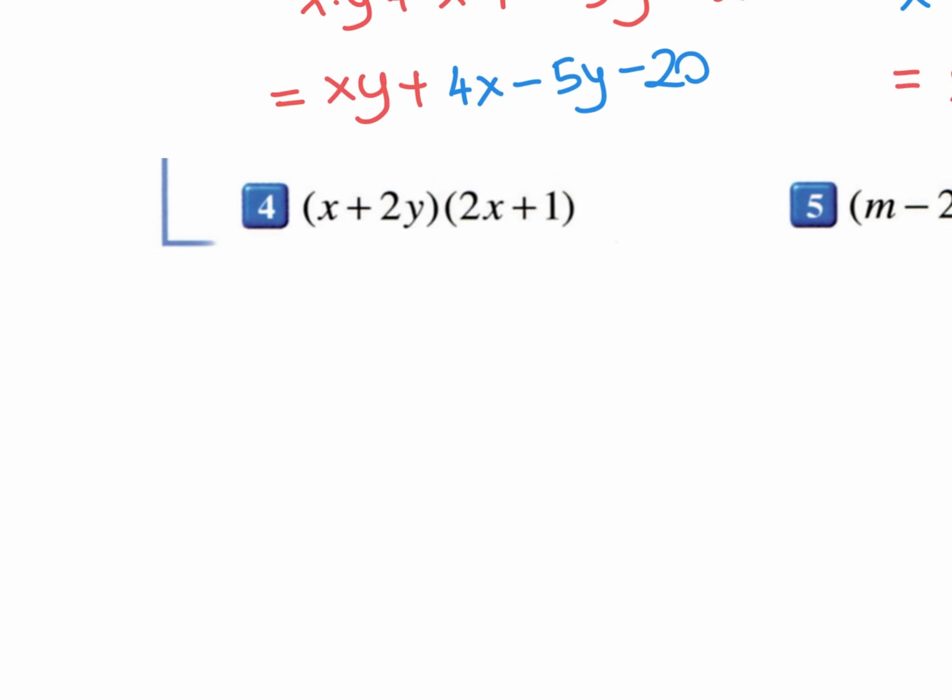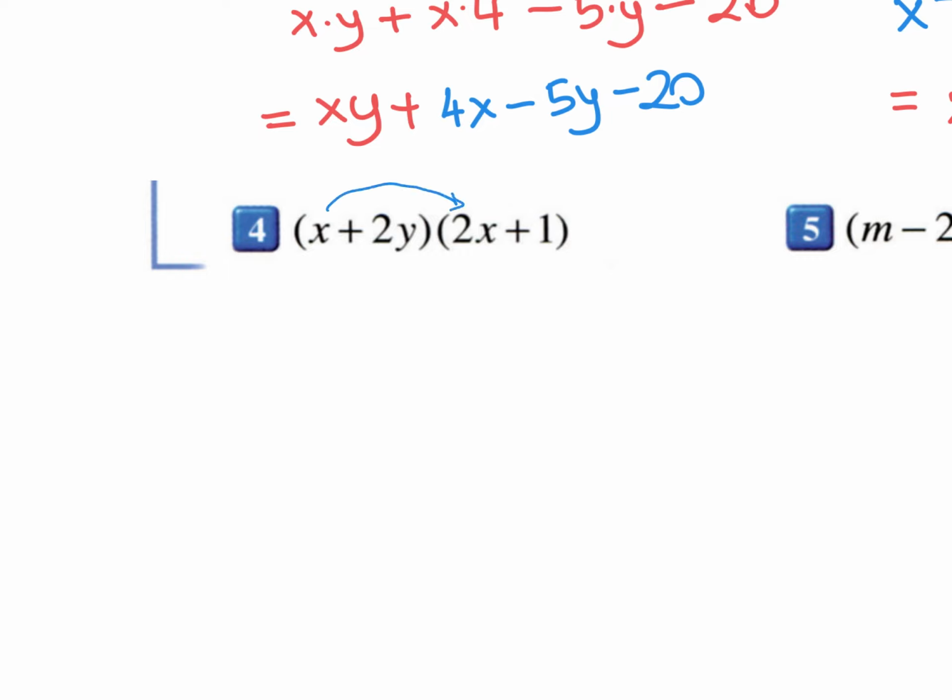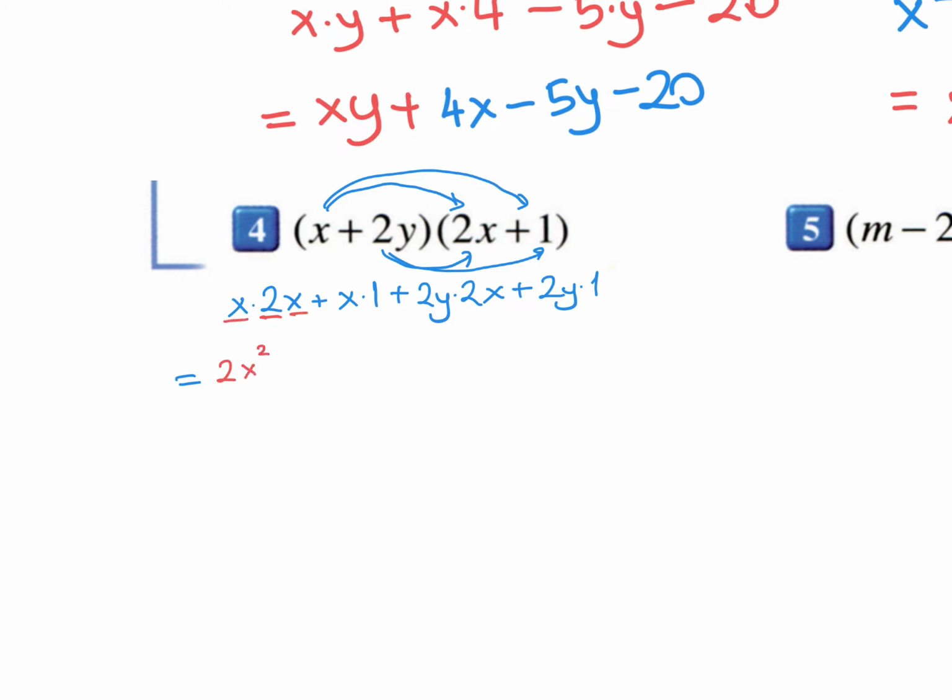Let's see the fourth example here. One by one I'll multiply x times 2x and plus x times 1, and plus 2y times 2x, and next 2y times 1. So if I simplify them, before, I will write numbers, always. x times x will be x square, and x times 1, it is just x, and number by number 4, y times x, yx.